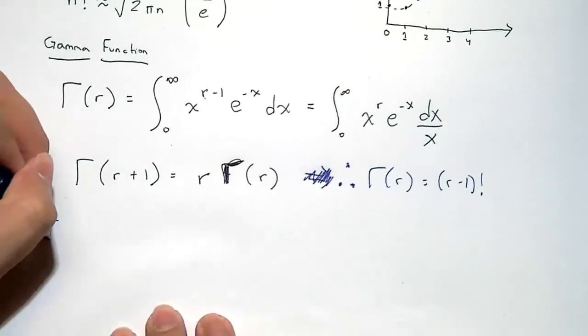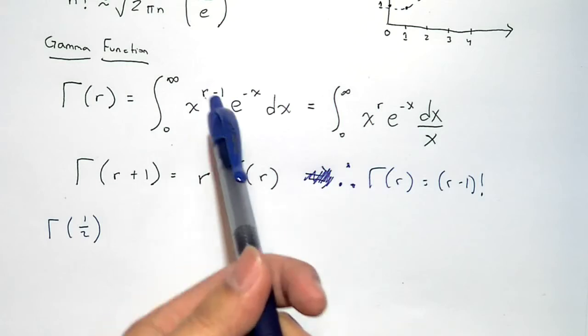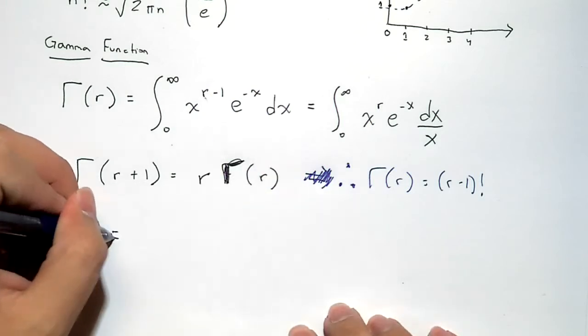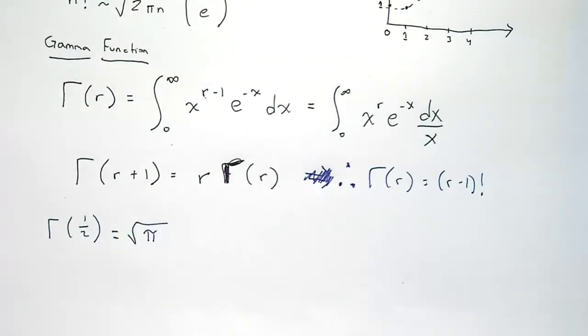For example, if we take gamma of 1/2, gamma of 0.5, essentially what this is telling me is (1/2 minus 1) factorial. So it's negative 0.5 factorial. So if somebody ever asks you what is negative 0.5 factorial, all they have to do is say negative 0.5, add 1 to it, and apply the gamma function. You plug in 1/2 here, and you're going to get an answer of square root of pi. Really, really nice answer. So what does this tell me? Well, negative 0.5 factorial is actually square root of pi.